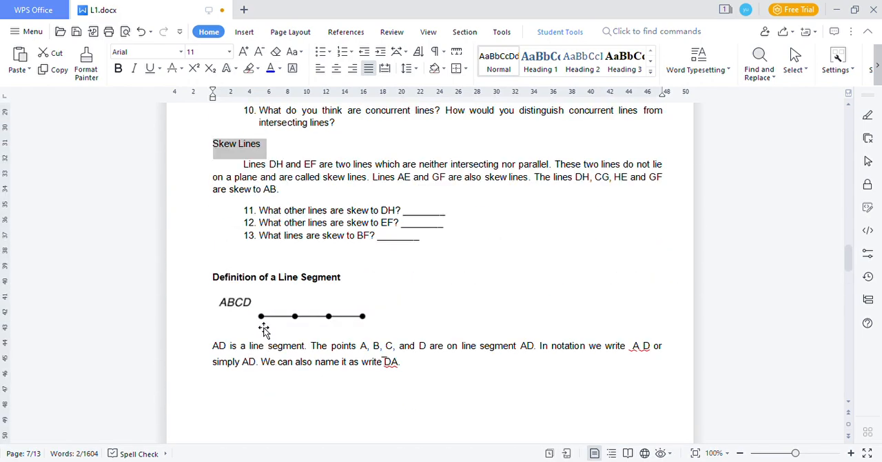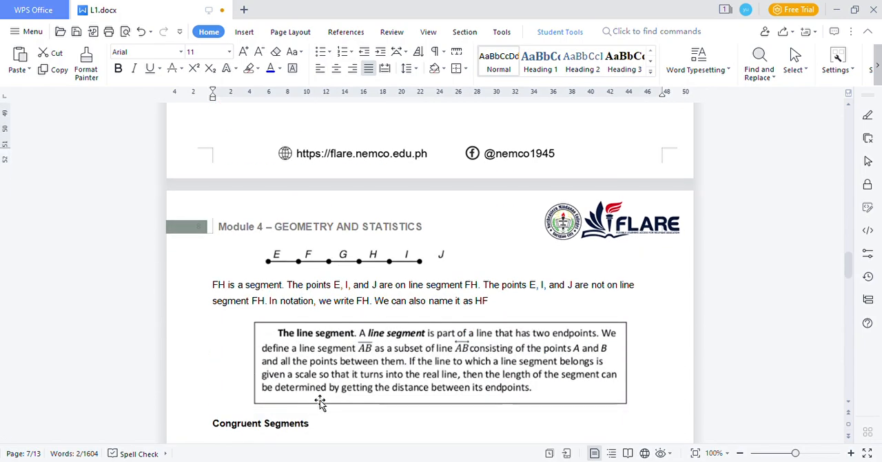Next, we also have our definition of a line segment. So we have here A, B, C, D. So AD is a line segment. From A to D here, they are called a line segment. So in a line segment, we have points A, B, C, and D on line segment AD. In notation, we write AD or simply DA. We can also name it DA. Line segment AD or line segment DA, they are just the same.